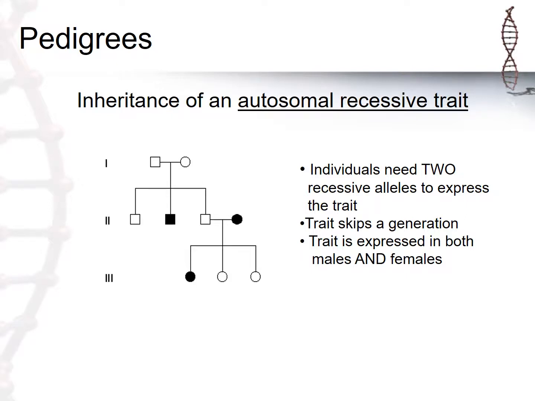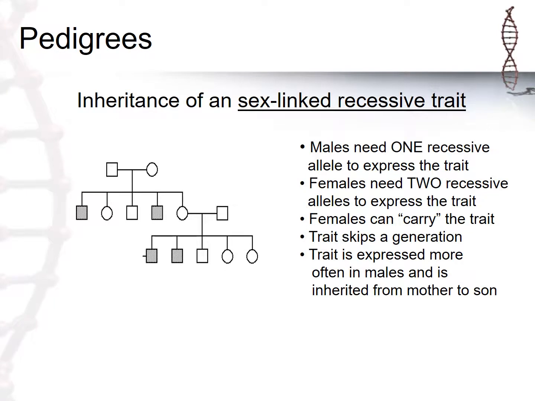All right, sex-linked recessive traits. In sex-linked traits, males need only one recessive allele, because the trait is carried on the X chromosome, and they only have one X. Therefore, if their X has the recessive allele, then they're going to have the disease. Females need two recessive alleles, and females can be considered carriers because they can be heterozygous.